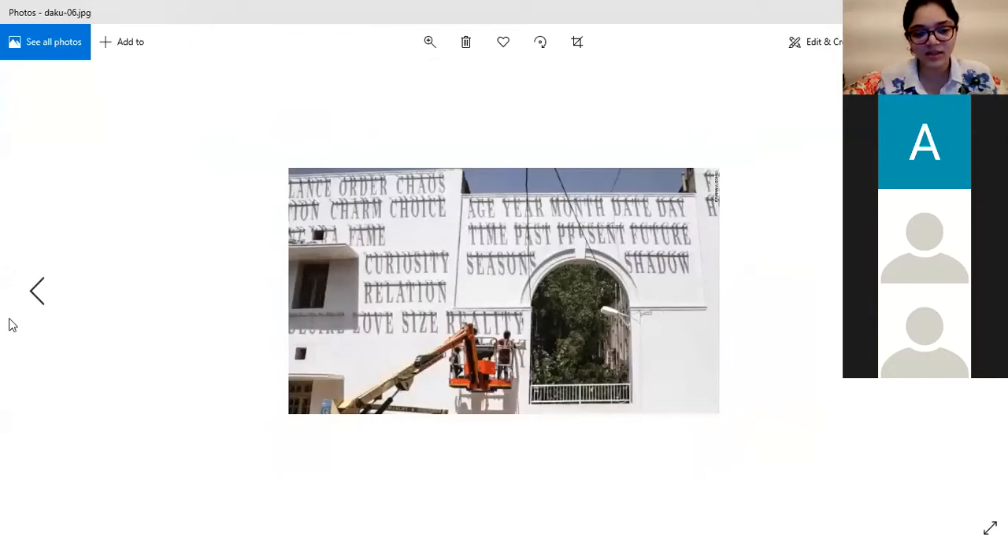I tried to find out, but Google just tried to explain to me what Daku is, and I'm like, I'm sorry, Google. I know Hindi. I know what Daku is. Don't tell me, I already know what Daku is.